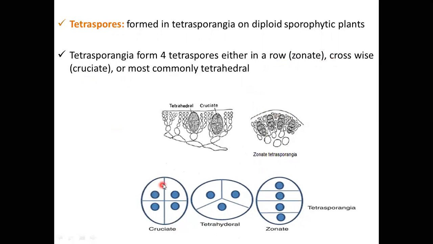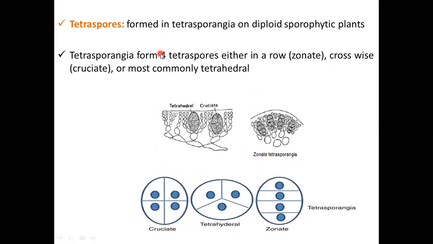Crosswise, cruciate, this is crosswise. You can see here in a cross-like structure, a tetrasporangia in cruciate form, and tetrahedral you can see here. This is the commonly formed tetrasporangia, tetrahedral. All the four sides are the same, tetrahedral sides, four sides. So these are the types of tetrasporangia produced in red algae, which form tetraspores.